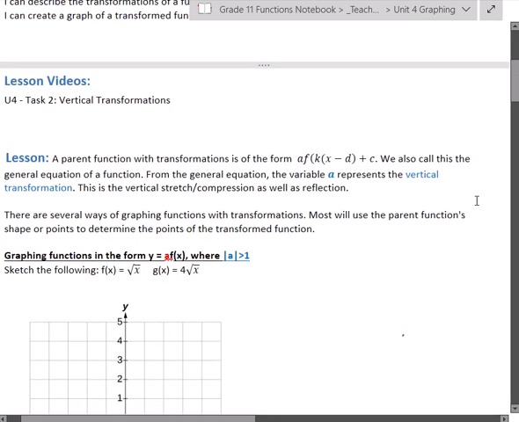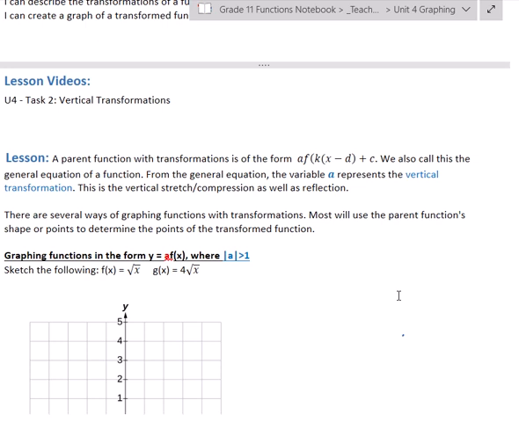So a parent function with transformations is of the form a times f of k times x minus d, plus c. We can also call this the general equation of a function. From the general equation, the variable a represents the vertical transformation. This is the vertical stretch or compression, as well as the reflection. Now there are several ways of graphing function transformations. Most will use the parent function's key points to determine the points of the transformed function.